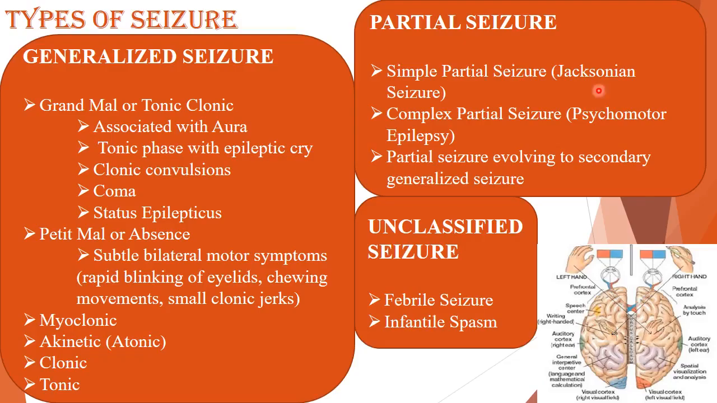Alright, so this is the patient I have shown you who was suffering from the seizure. Now epilepsy is what? It is the repeated occurrence of seizures. So first of all, we have to focus on the seizure, because if you can control the seizure, automatically epilepsy and the convulsions will be controlled.